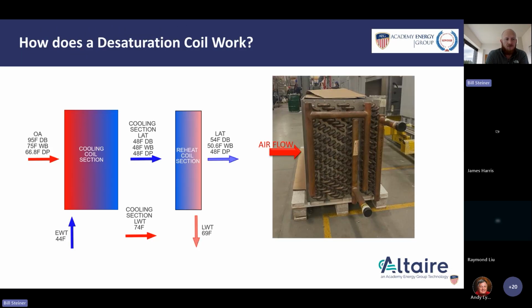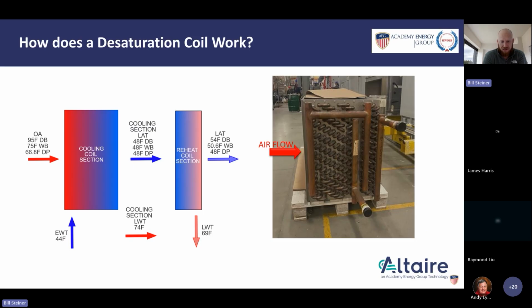Okay. So what is a desaturation coil? How does that work? The easiest way to think about a desaturation coil is it is a chilled water coil in front of a hot water coil. And the way this works is we're going to take chilled water in, we're going to perform our cooling on that outside air, and we're going to take that leaving water temperature and put that leaving water through a heating coil now, and we're going to put some of that heat back into the airstream.